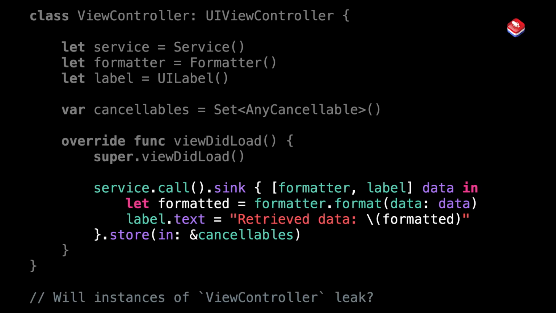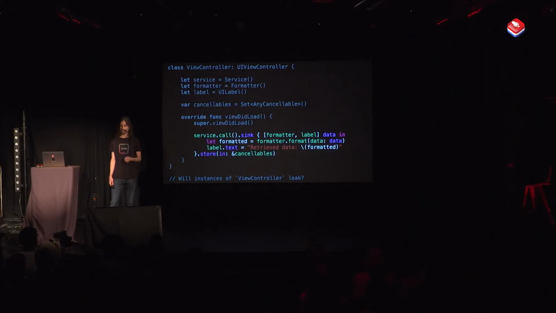And if we focus on the closure we pass to the method sync, you can see that inside of it, there are no optionals. The formatter and the label are both non-optional strong references. So we have some very nice ergonomics here. But of course, the big question is, will this code leak instances of the view controller?